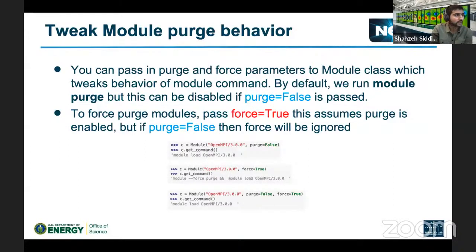You can also say I want to force purge. So if you say force equals true, then it will append the force option to the module purge and then load OpenMPI. Okay. And if you, for instance, say I want to force purge, but also say purge equals false, then we ignore module purge because force is just an option to module purge.